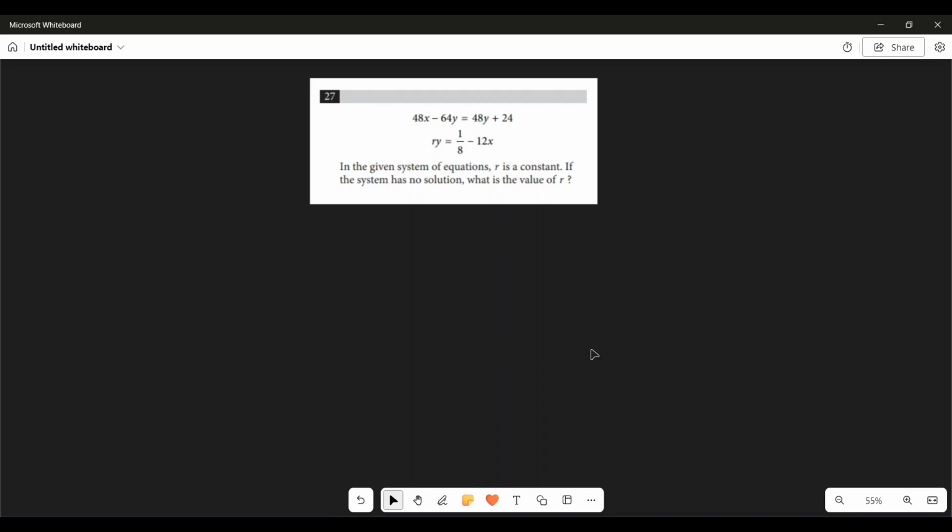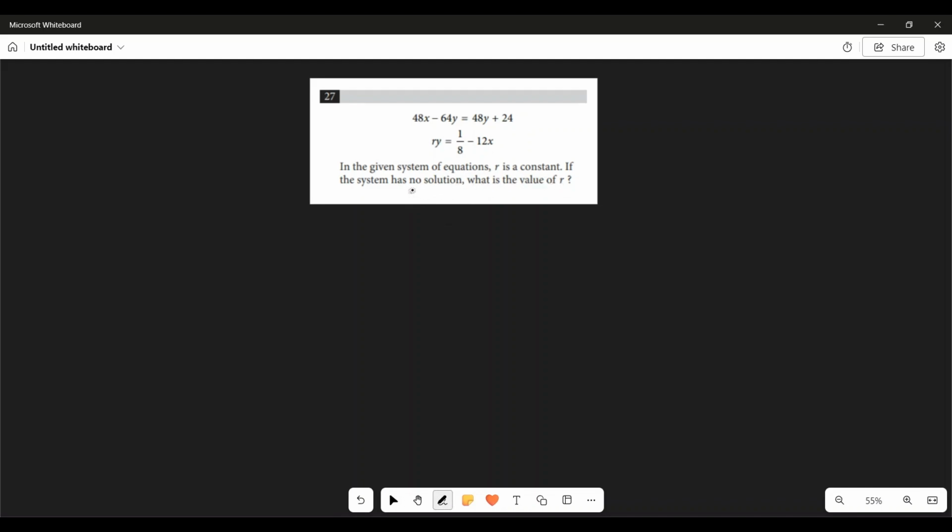Today we are looking at question 27 from the practice bundle 6. So let's dive right in. In a given system of equations, R is a constant. If the system has no solution, what is the value of R?